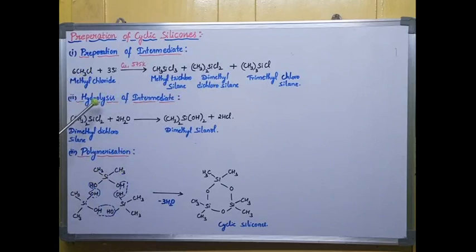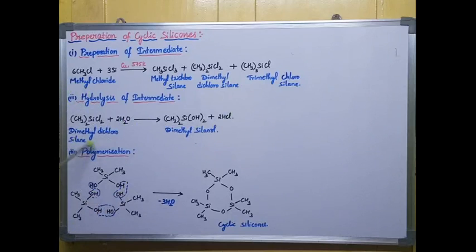So now I am doing the hydrolysis of this intermediate. I am taking dimethyl dichlorosilane, and to this I am adding water molecules. Hydrolysis of dimethyl dichlorosilane gives dimethyl silanol. That means the chloride ions are replaced with OH minus ions. So we are getting CH3 twice, SiOH twice. Now the chloride ions are reacting with the remaining H plus ions and coming out as 2 HCl byproduct.